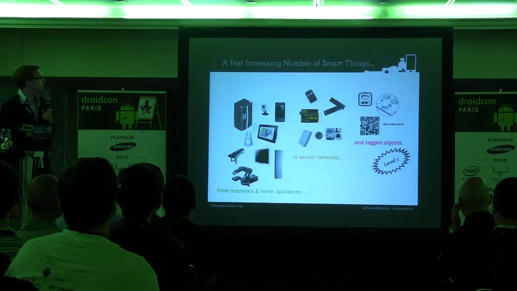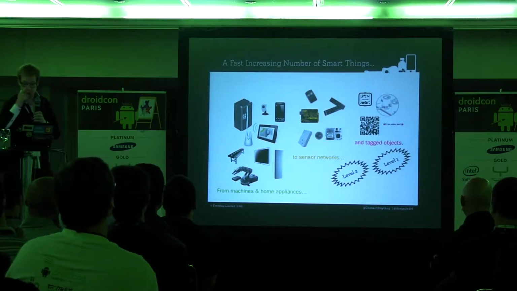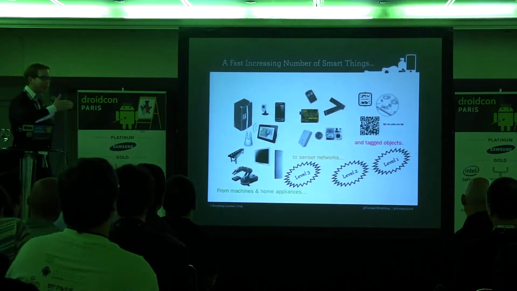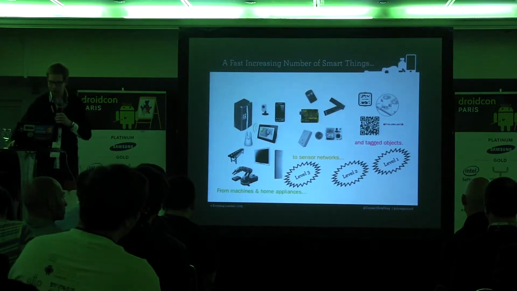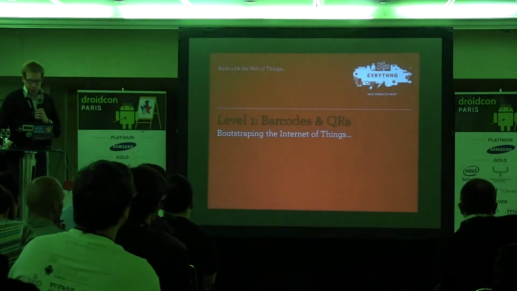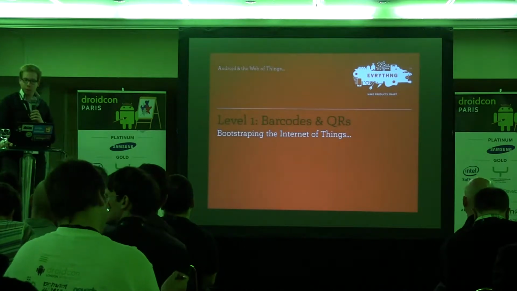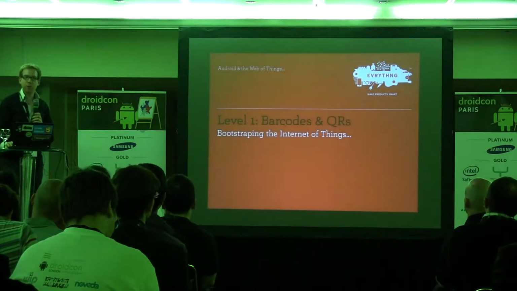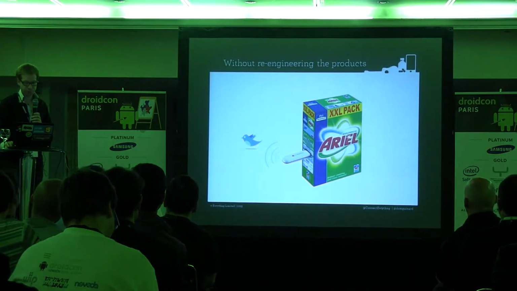And what we'll look at is we first will go into level 1, so tagging objects. And then we'll go into level 2, so looking at sensor networks and so on. And we'll slowly go into level 3 and briefly talk about that level in the end. But let me start first with the barcode and QR code level. That's the first level we're interested in. It's the bootstrap of the Internet of Things, right? The simplest way of connecting objects together.